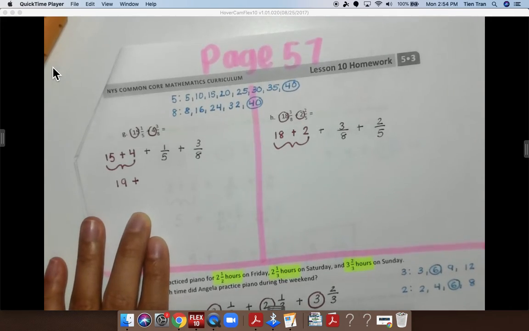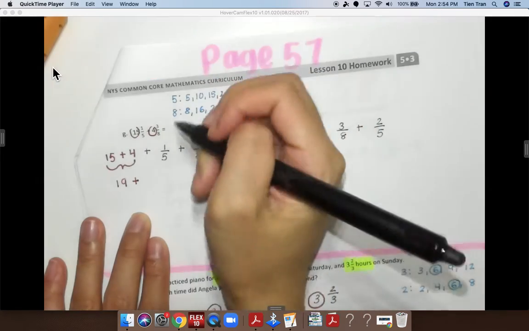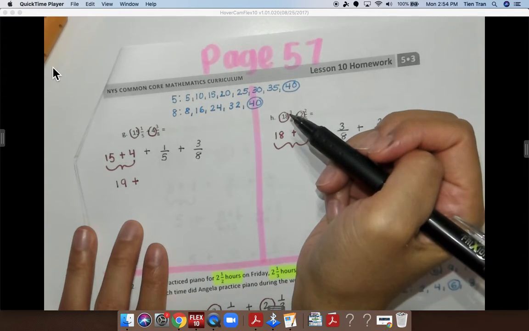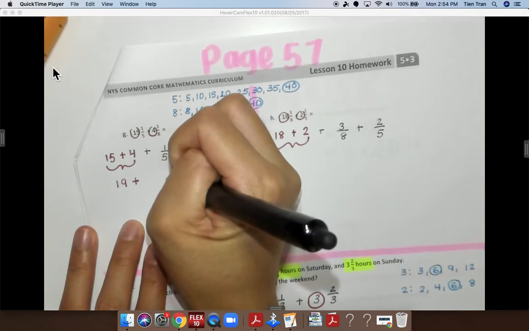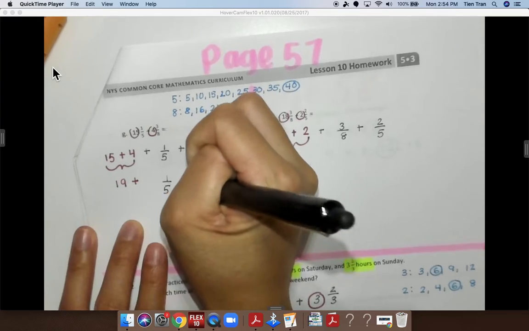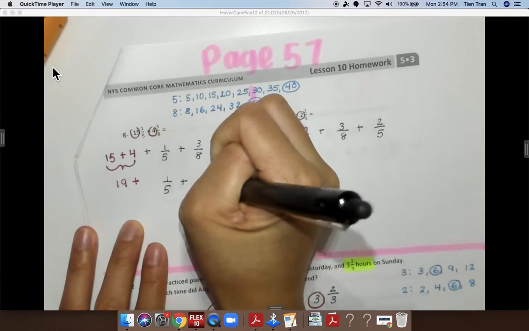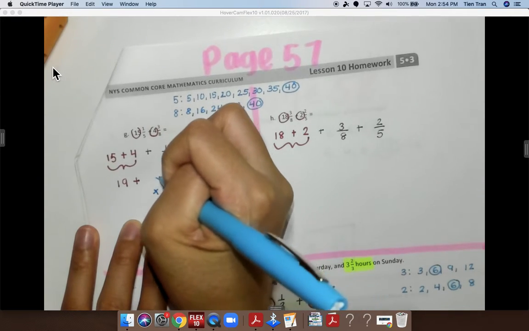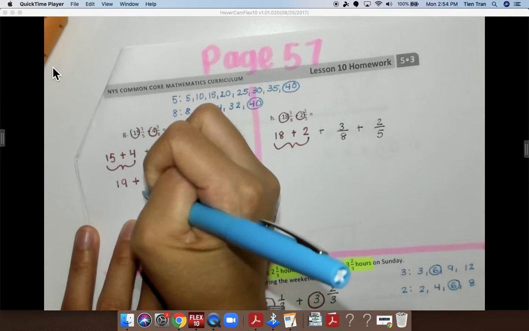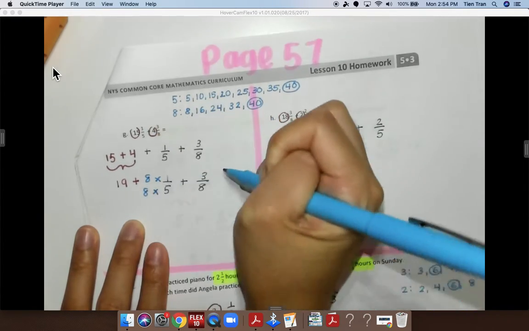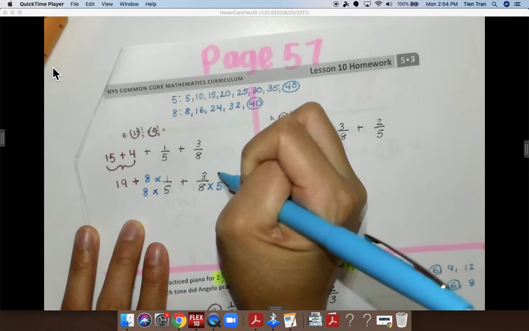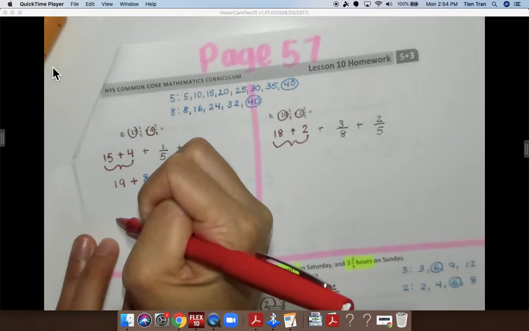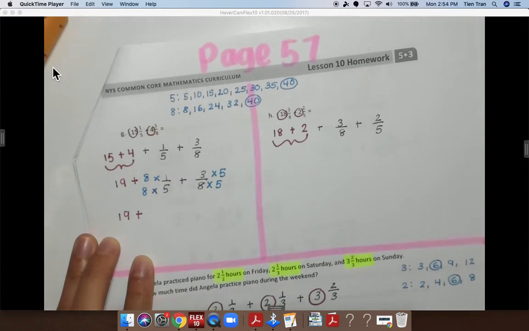And then I have 1/5 plus 3/8. And over here I know that my common denominator for 8 and for 5 is going to be 40. So that's why I'm going to make sure I multiply my top and bottom number, well, definitely my bottom number to get 40. So 5 times 8 is equal to 40. And on this side, 8 times 5 is equal to 40. So now I'm going to bring 19 down, my whole number, leave it as it is.